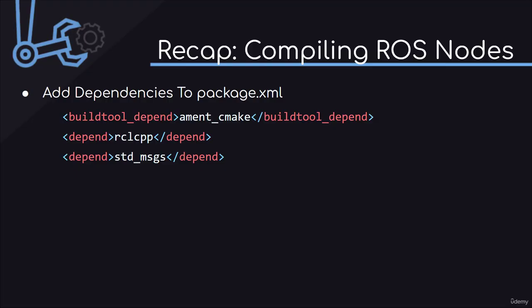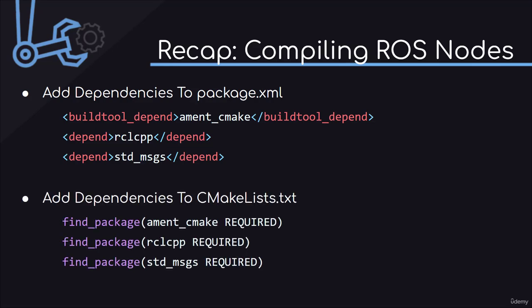This included things like the ament_cmake build tool dependency, as well as our ROS client libraries and the message library we were using. We also had to add these dependencies to our CMakeLists.txt file so the compiler knew how to utilize these dependencies, which we did using the find_package function, followed by the name of these packages, and then the REQUIRED keyword.